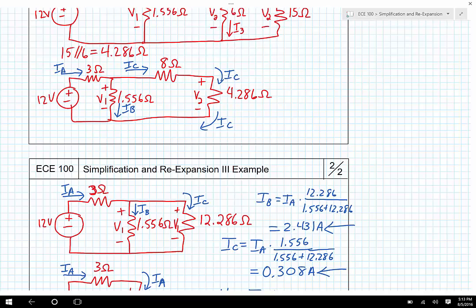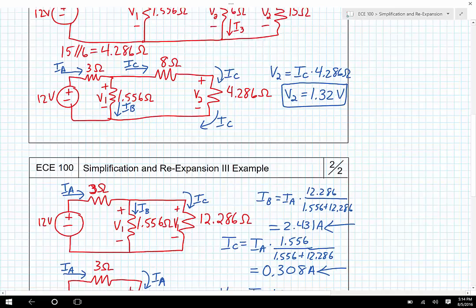Now I can calculate V2. So V2, which is one of the things we were asked to find, V2 is equal to I sub C times the resistance, 4.286 ohms. V2 then works out to be 1.322 volts. And finally, I get to box another answer.